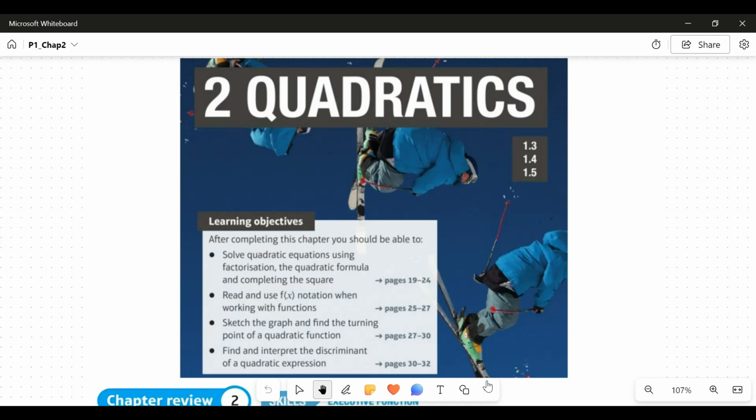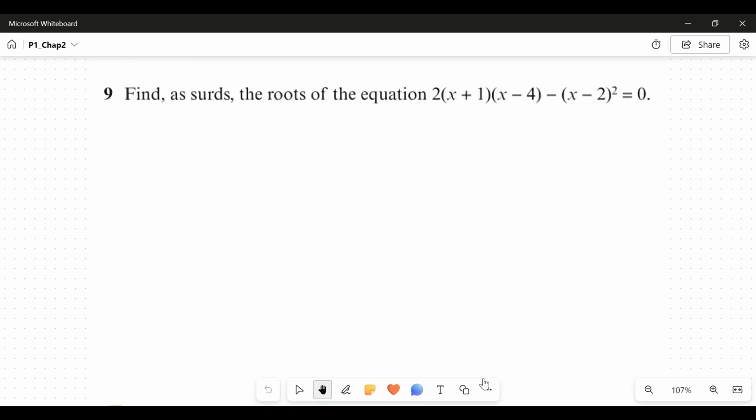Welcome to the fourth part on chapter review questions of quadratics. This is a question on finding roots, or in other words, a question on finding values of x. So if you want to solve this, we need to simplify it first.